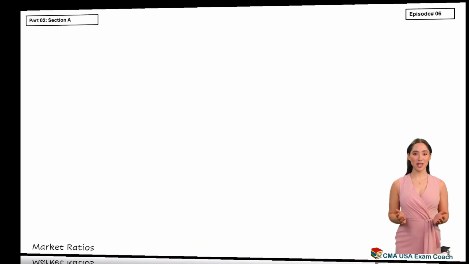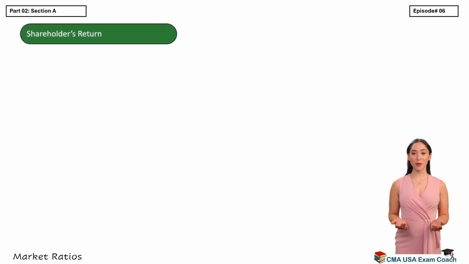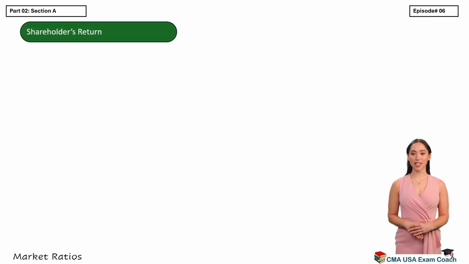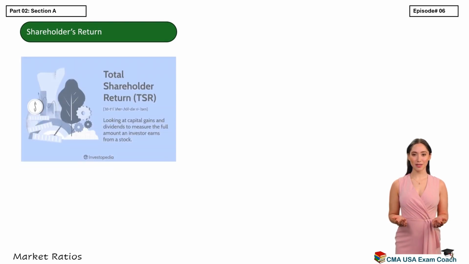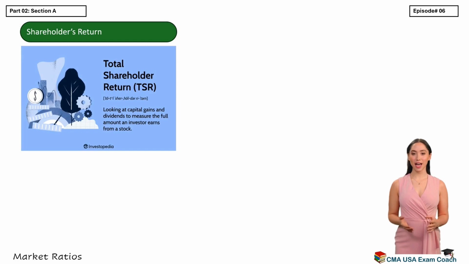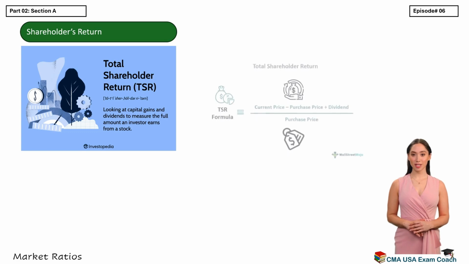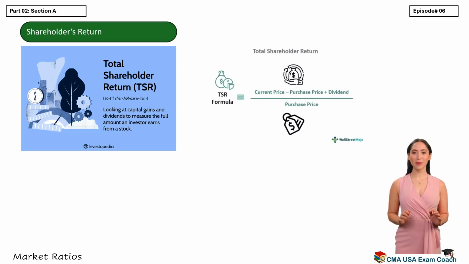Now let's discuss the shareholder's return ratio, a comprehensive measure of the total return a shareholder receives from owning a stock. This ratio combines 2 key sources of return, dividends and capital appreciation. In other words, it reflects how much a shareholder earns through both dividend income and the increase in the stock price. Here's the formula. Shareholders' return equals ending stock price minus beginning stock price plus dividends per share, divided by beginning stock price.